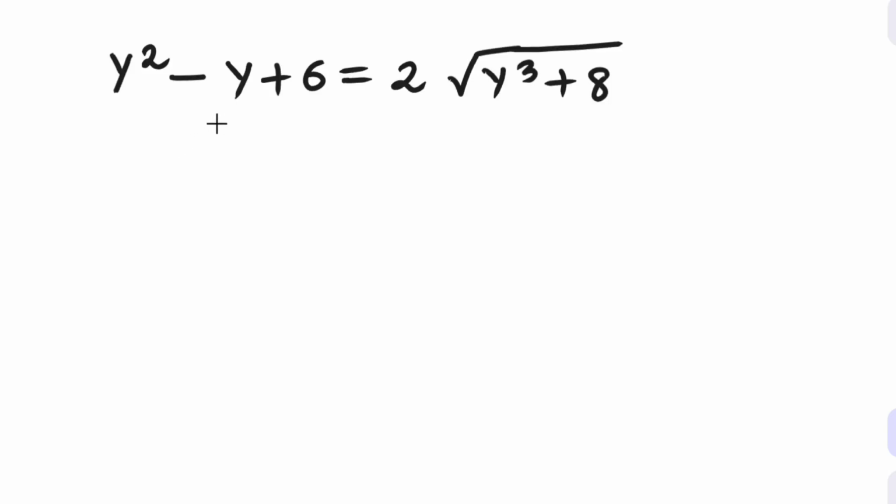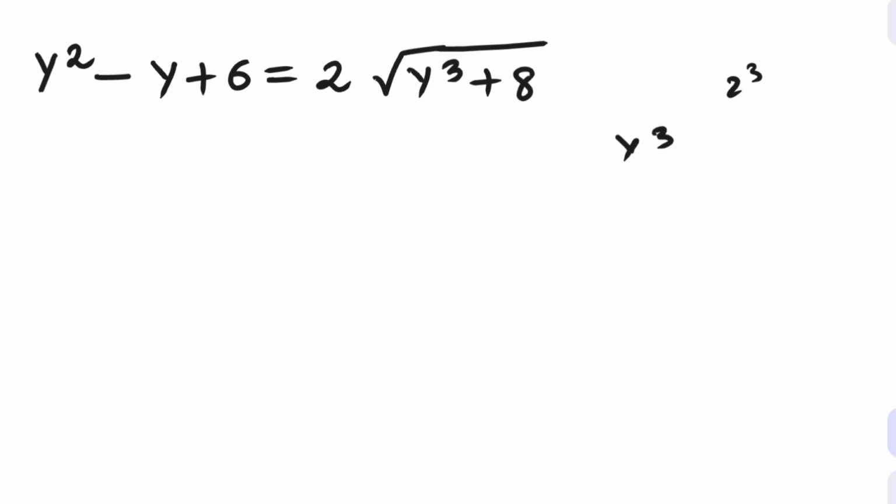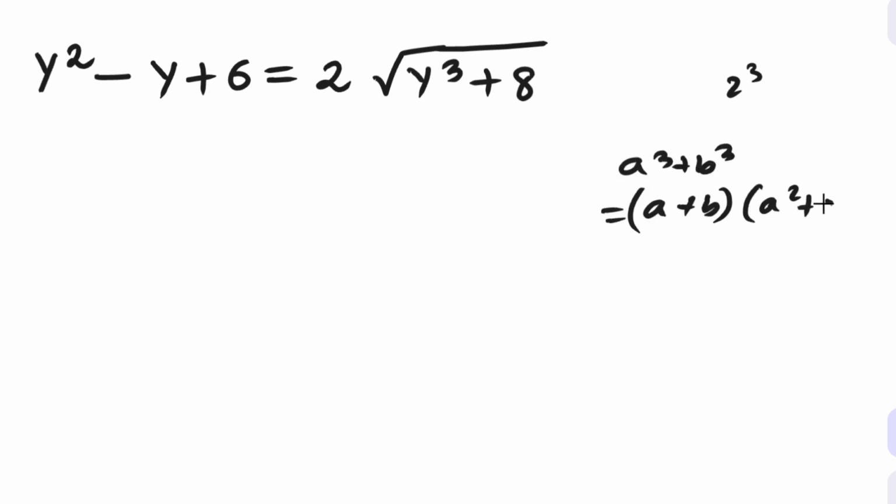The first thing we should notice is the expression inside the square root. We have y cubed plus 8, and 8 can be written as 2 cubed. That means this is a perfect opportunity to use the sum of cubes identity. Remember, a cubed plus b cubed equals the quantity a plus b multiplied by the quantity a squared minus a multiplied by b plus b squared.